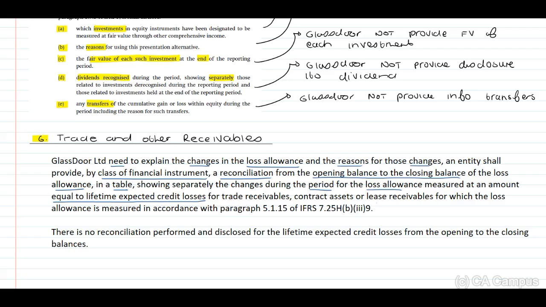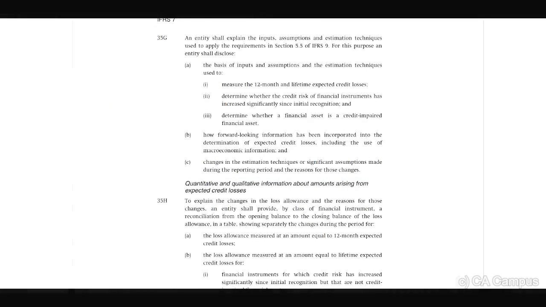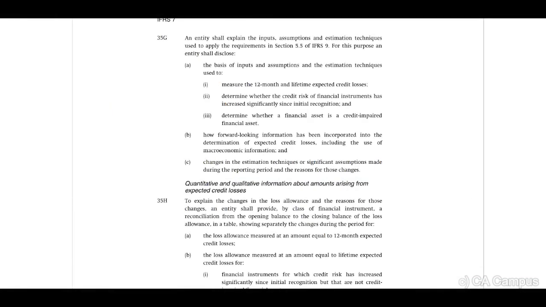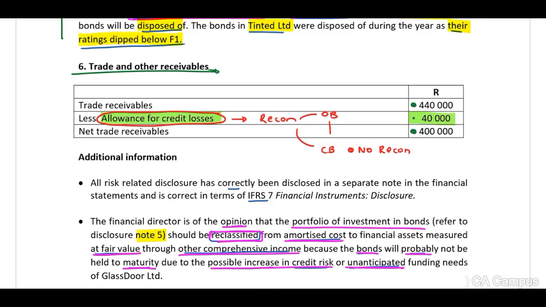Okay, so guys, if you have included that GreenDoor need to explain the changes and provide a reconciliation of opening to closing balances, and hopefully you would remember in a table, that should be sufficient. And then that no recon was performed and that they need to disclose this. Okay, so when you refer to paragraph 35G, there's additional disclosure. But before we look at this, I just quickly want to talk about the allowance for credit losses.